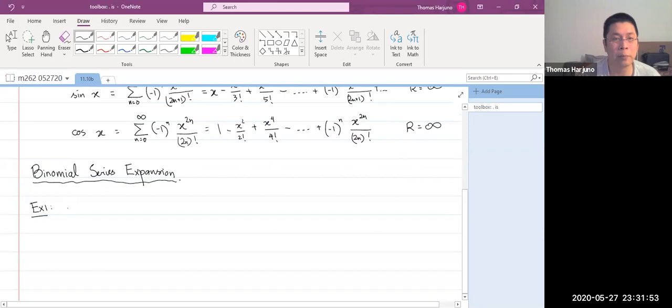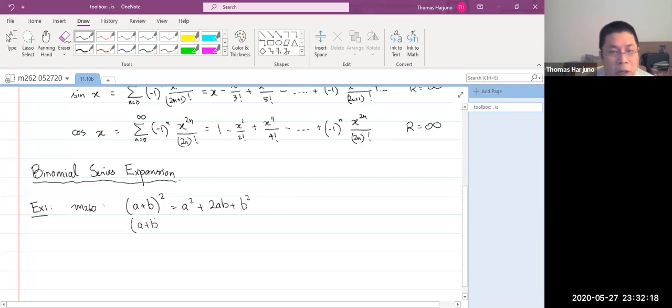We have known this from pre-calculus, Math 260. I know this because I'm currently teaching 260, and yesterday I thought about this binomial series expansion.